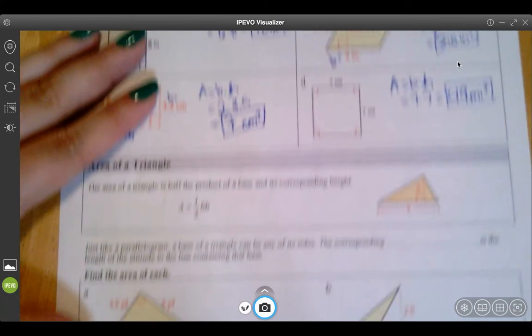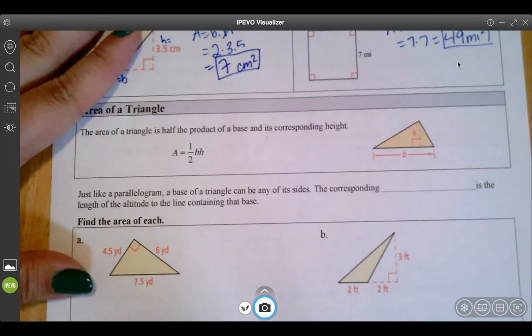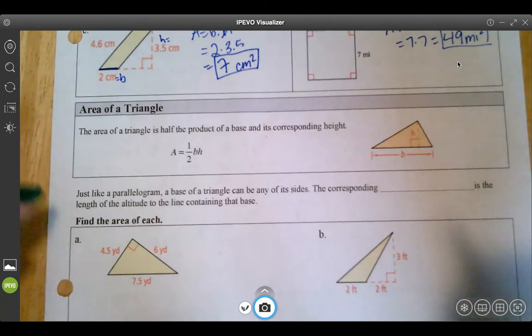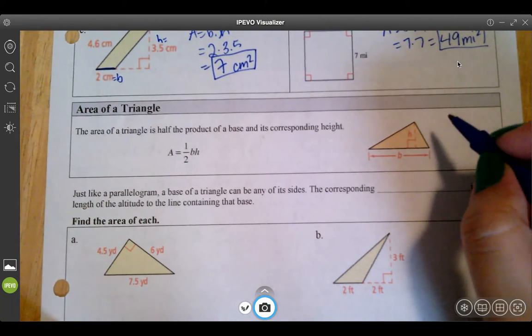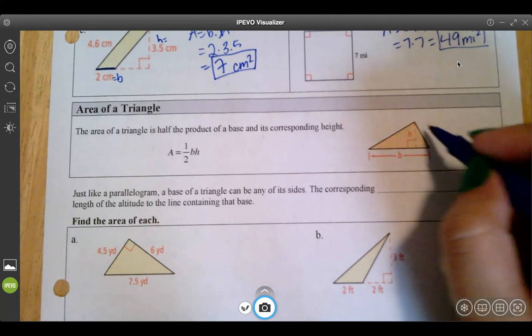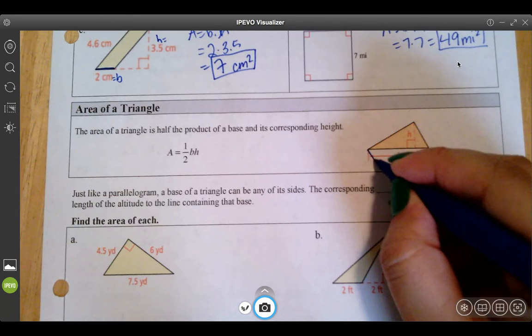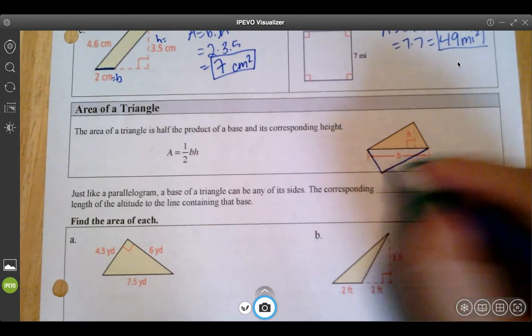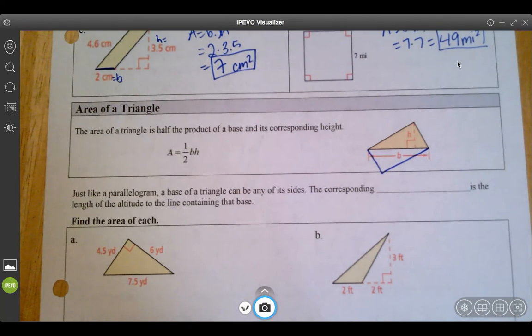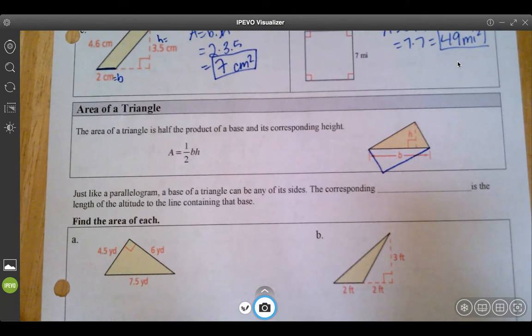For a triangle, we're going to use a very similar formula, except it's been cut in half. So think about if I take a triangle and I rotate it 180 degrees, it would give me another triangle right here, making a rectangle. So the area of a triangle is half of the area of a rectangle. That's where this 1/2 comes from.